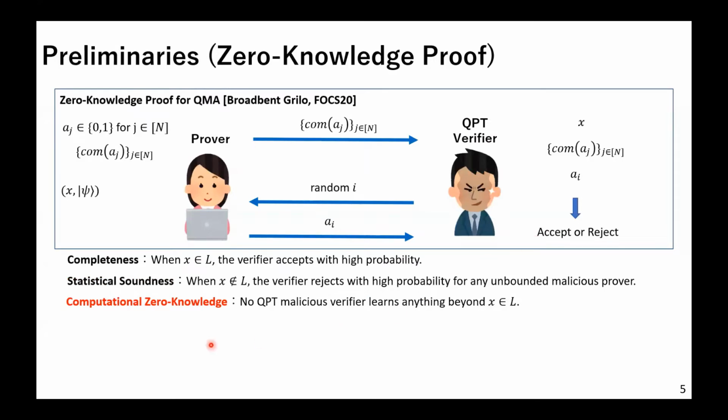The third property is computational zero knowledge. This intuitively guarantees that no quantum polynomial time malicious verifier learns anything beyond the fact that the instance X is a yes instance.